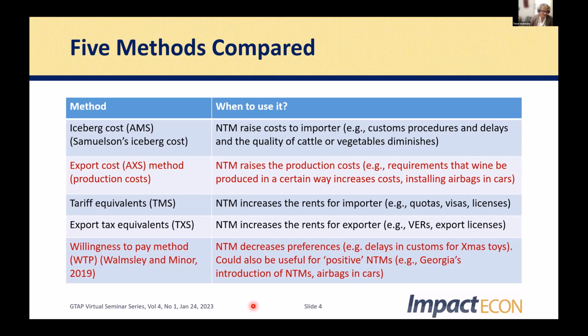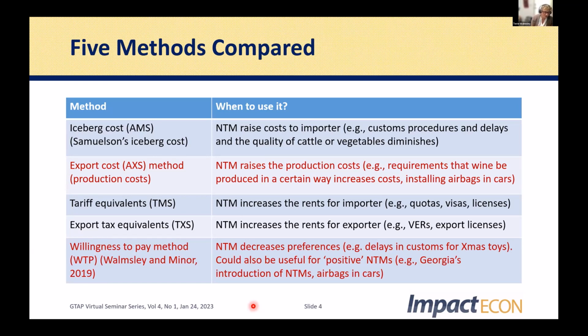The other method is the export cost method, which was introduced in this paper. The idea there is that the NTM raises the production costs. So it's a productivity effect, but rather than it being on the importer side, we take it back to the exporter costs. Examples might include the requirements that wine is produced in a certain way or installing airbags. There's a cost associated with meeting those NTMs.